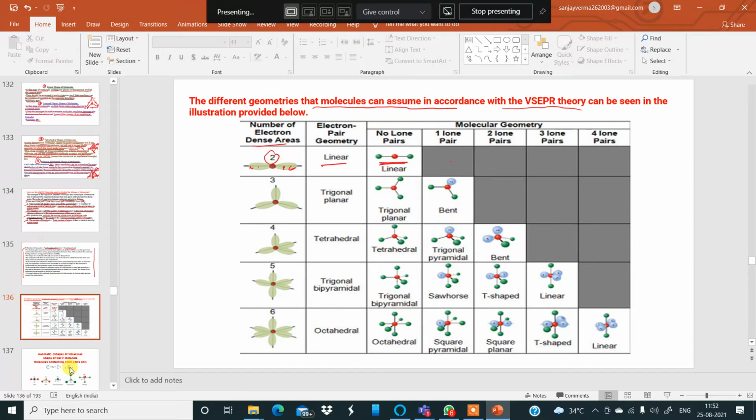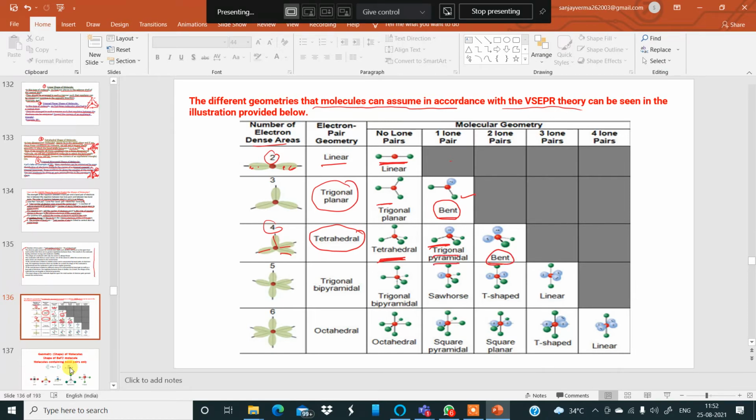If it is 3 electron dense areas, that means trigonal planar. Okay, no lone pairs. Over here, if there is one lone pair, it becomes bent, like water molecule. What do you call water molecule? Correct. If it has electron dense area 4, 1, 2, 3, and 4, then the shape becomes tetrahedral, like methane over here or ammonia over here. If it is methane, it is tetrahedral. If it is ammonia, it is trigonal pyramidal. And if it is water, it becomes bent.